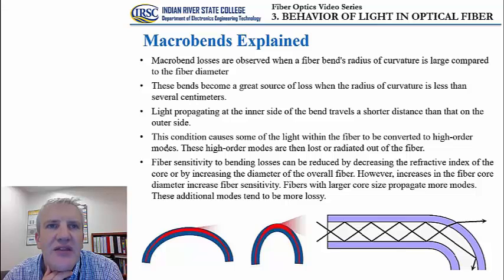And when the fiber bend is less than some critical radius, the mode phase velocity must increase to a speed greater than the speed of light. However, it is impossible to exceed the speed of light. This condition therefore is going to cause some of the light within the fiber to be converted into the higher order modes. These higher order modes are then lost or radiated out of the fiber.